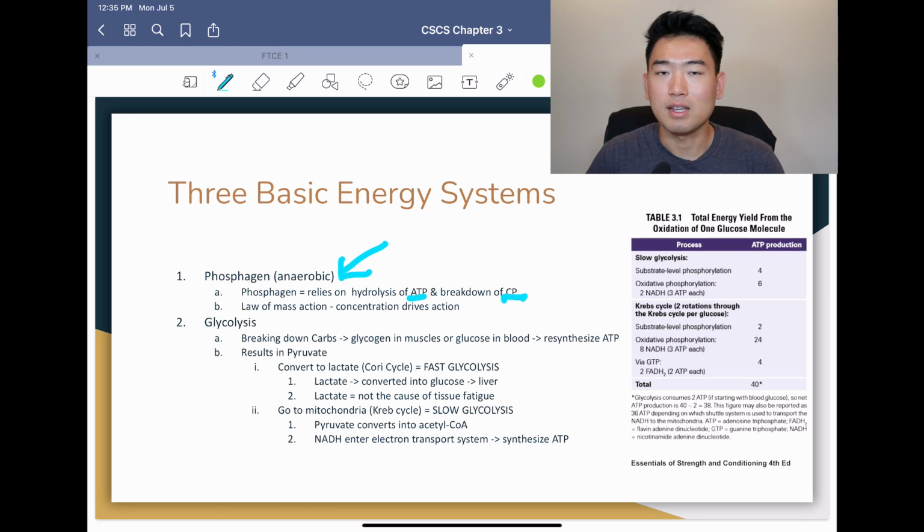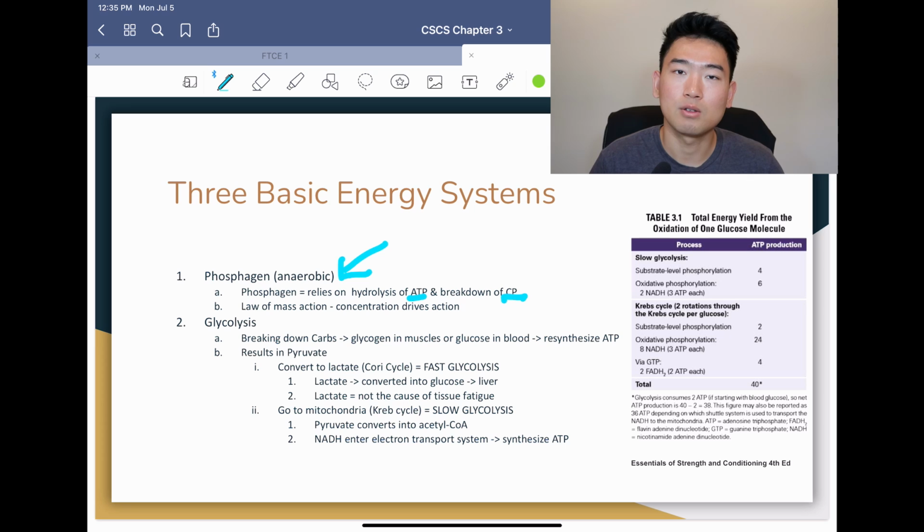And so I don't know if you guys have watched my previous videos on chapter 1 and chapter 2, but how the pressure gradient works in order to bring air in and out of our lungs is a good example of law of mass action. And so that's really how the phosphagen system functions.